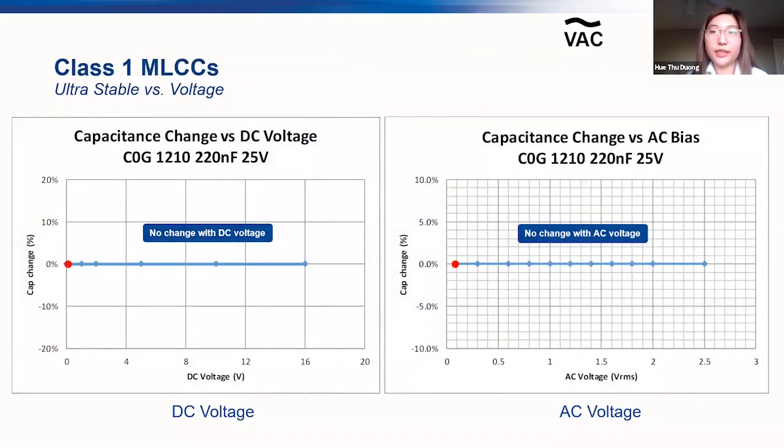So now moving on, it's important to note that class 1 MLCCs are ultra stable over both DC and AC voltages, as there's no change in capacitance, which can be seen in these two graphs. This means that class 1 dielectrics are stable over both voltage and temperature.